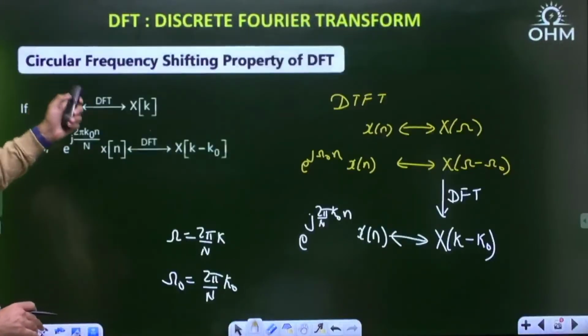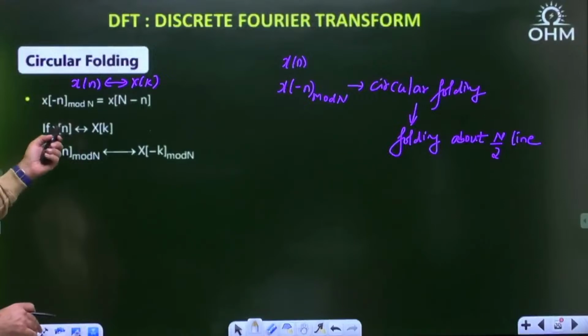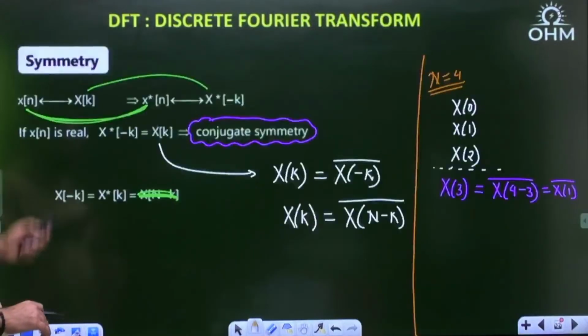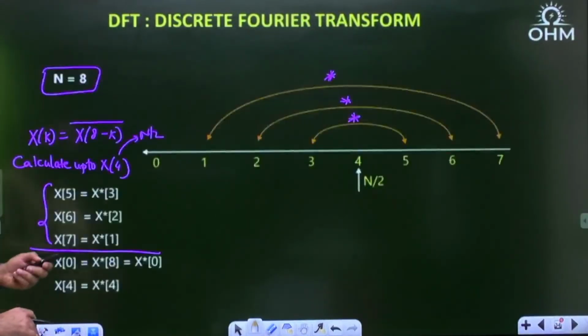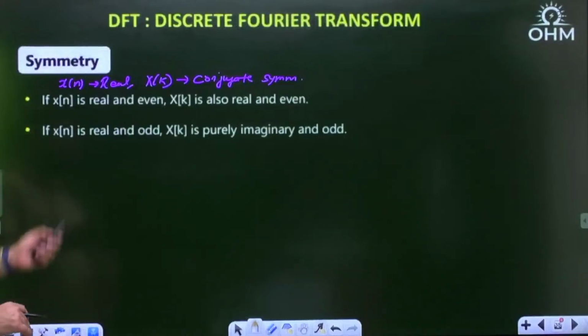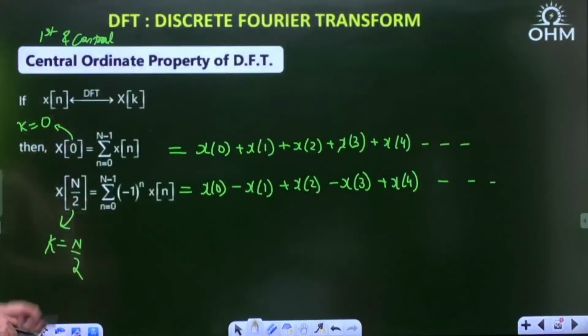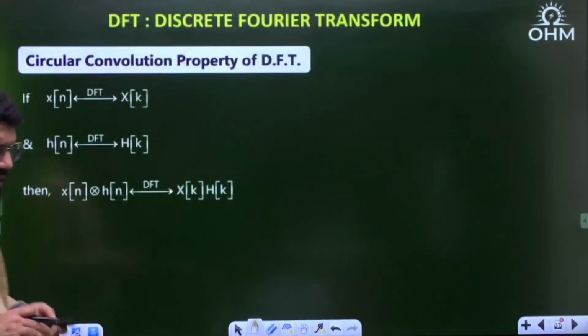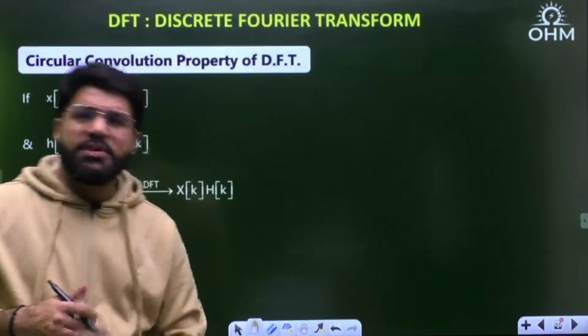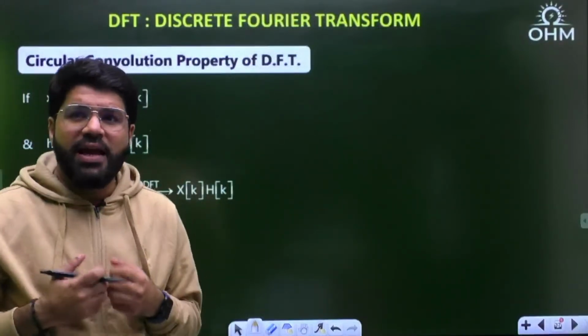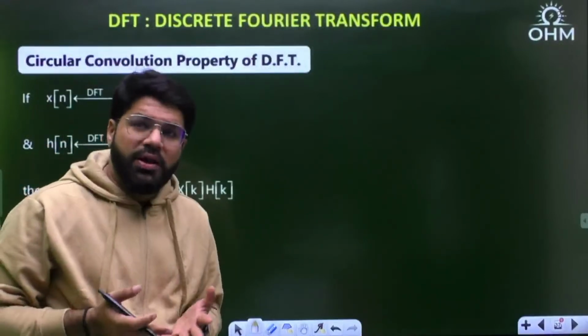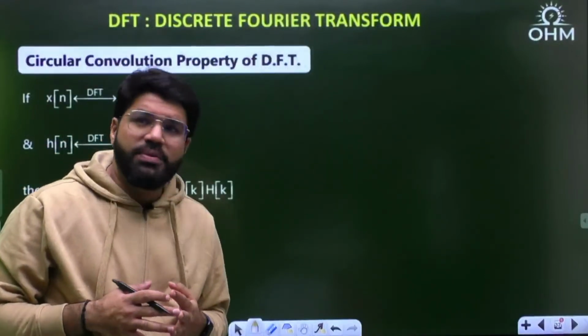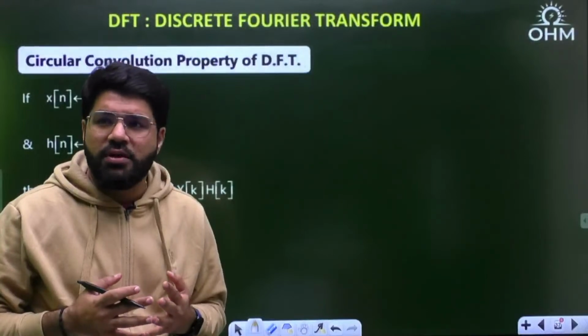The circular frequency shift property of the DFT, the circular folding property I already explained, symmetry also I explained, some more symmetry results I have taken, and the first and central ordinate property I explained. Okay, convolution in time, once again, is multiplication in frequency, but here again, because we are talking about periodic signals, convolution also will be circular convolution, not linear convolution.